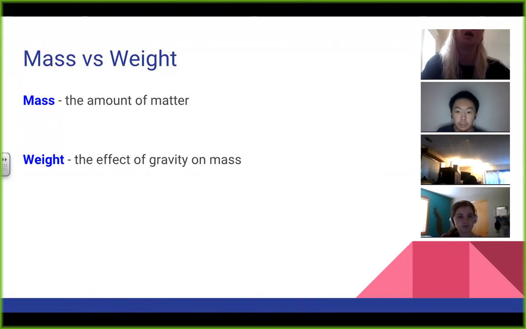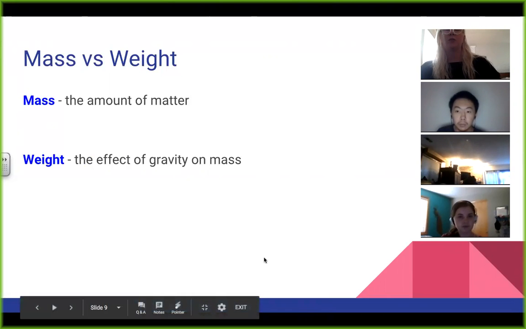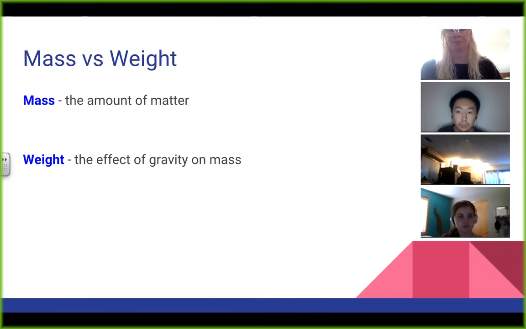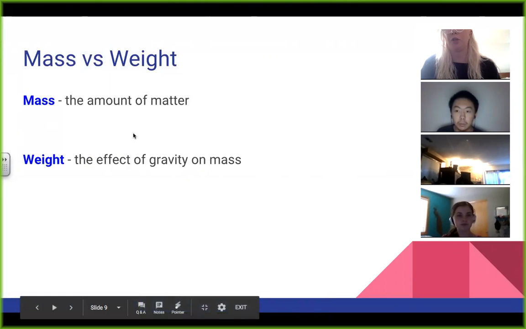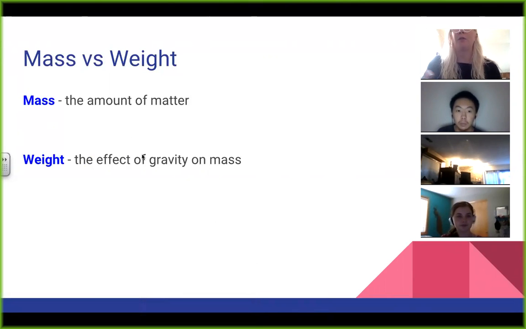So then we get into this very important concept here of mass versus weight. So I wrote some pretty short, quick definitions of these here, but mass is the amount of matter in something. Weight is the effect of gravity on mass. So actually gravity pulling down the mass, and that's going to be your weight.